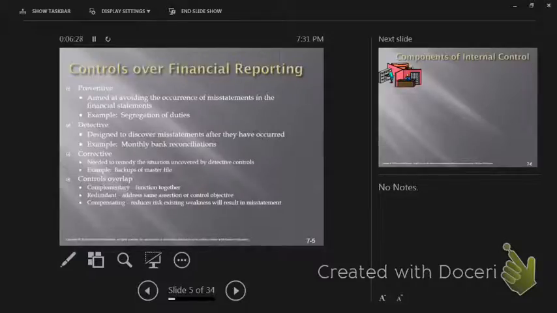All right, and then the control overlap is one that we have not talked about. Okay, control overlap is just looking at things that complement each other so they function well together, or they're redundant, meaning they're happening in more than one place, or they're compensating, meaning they reduce the risk of an existing weakness. So there are all types of controls that we're going to look at.